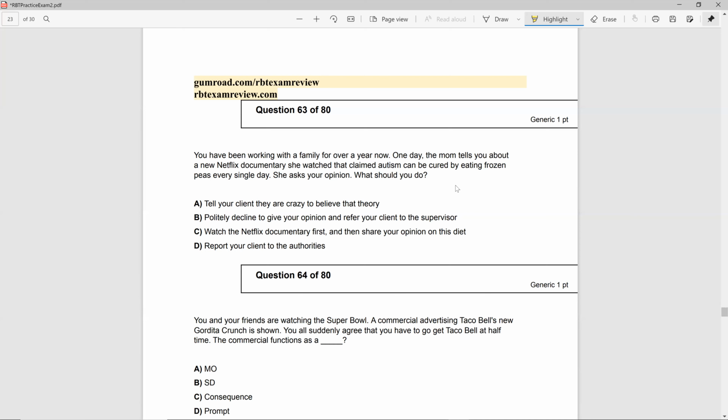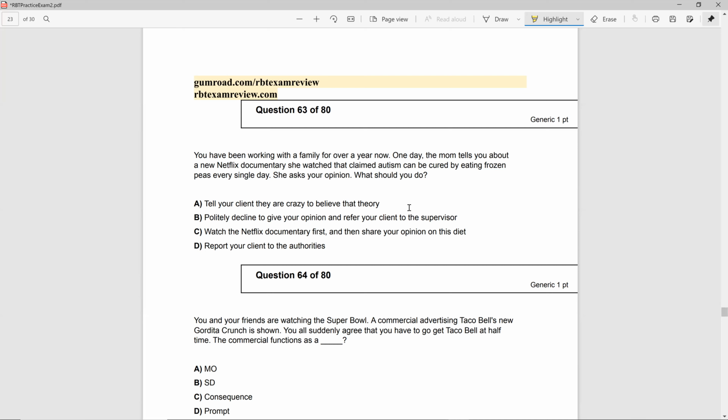So let's look at our answer choices, okay? Again, mom watched a Netflix documentary. She asked your opinion on the procedure. What should you do? A, tell your client they're crazy to believe that theory. Of course not, right? We never want to insult the client. With our ethical questions, okay, we want to give a strong answer, but we don't want to go too far, or we don't want to go too weak, okay? We want a strong, common sense answer. A is too far. We don't need to tell our client they're crazy, okay?